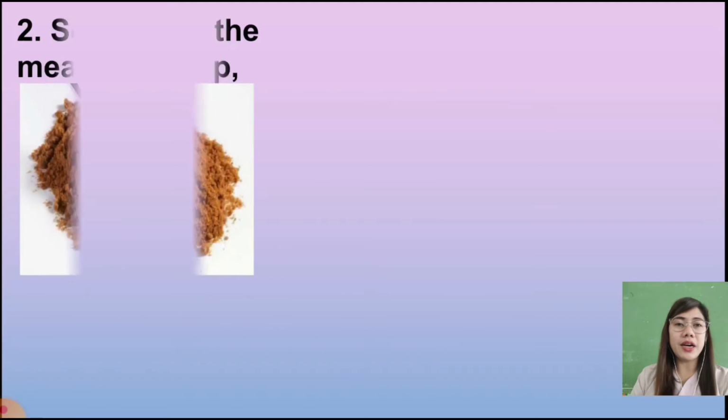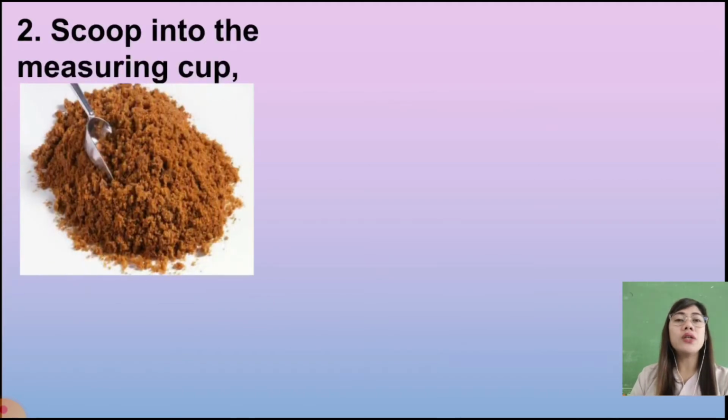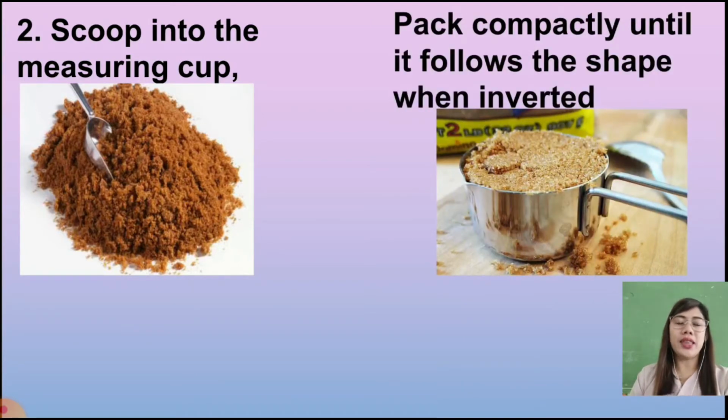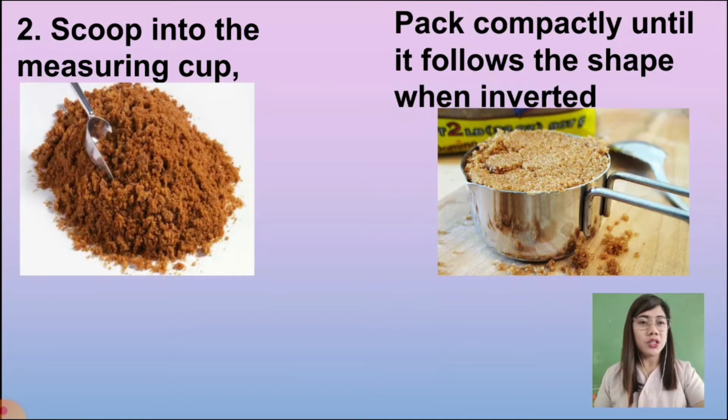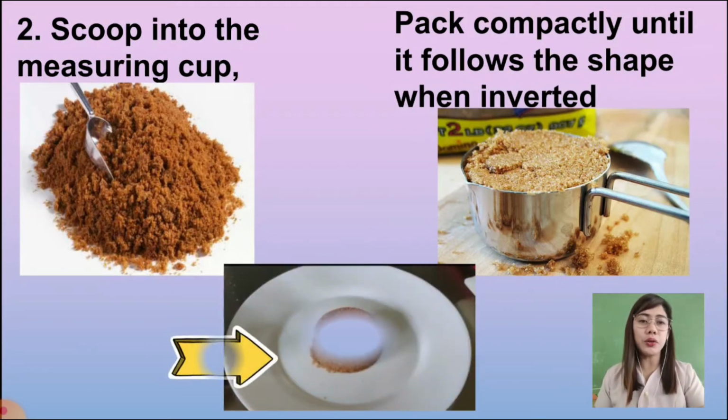After removing the lumps, you can now scoop into your preferred measuring cup or spoon. This is the difference from the white sugar. In brown sugar, we have to make sure that it is compact. So if you try to invert it, it should hold its shape like that. Alright?